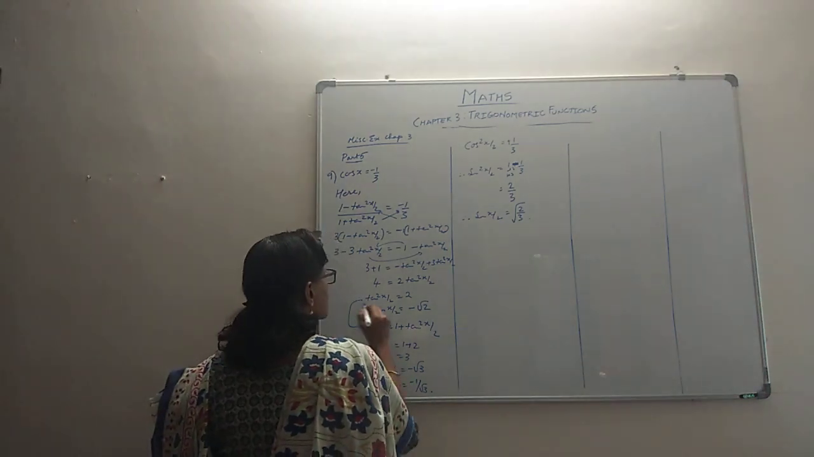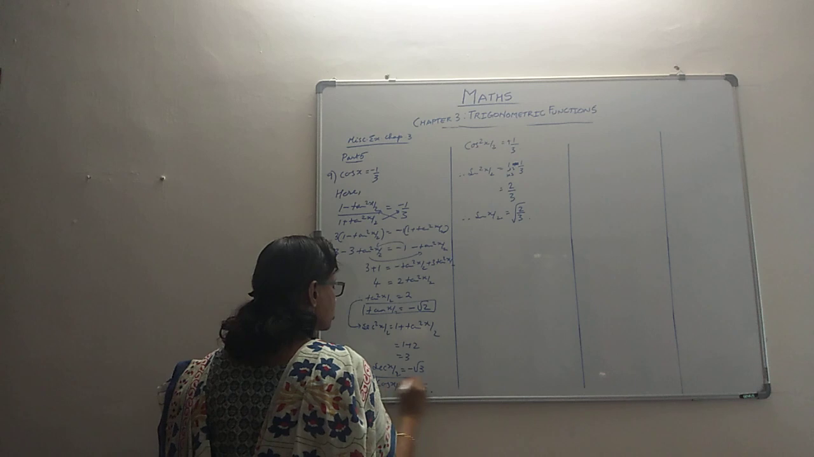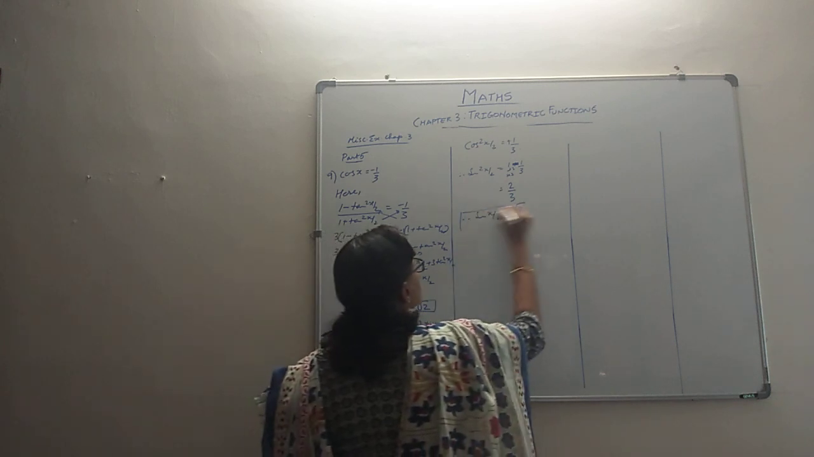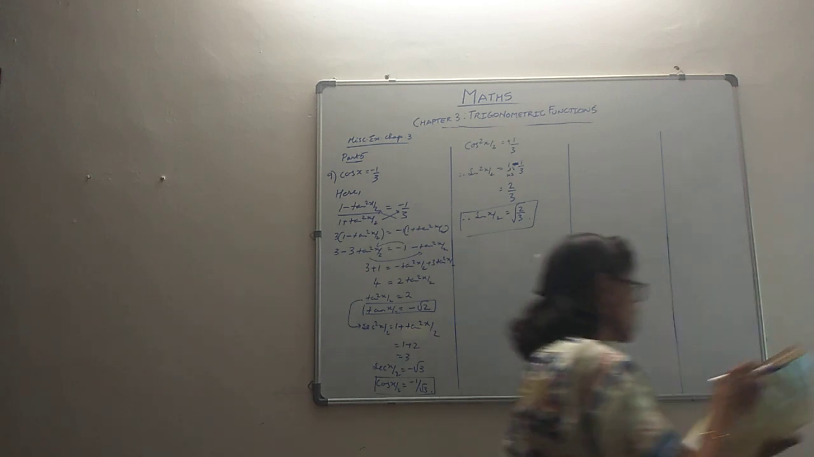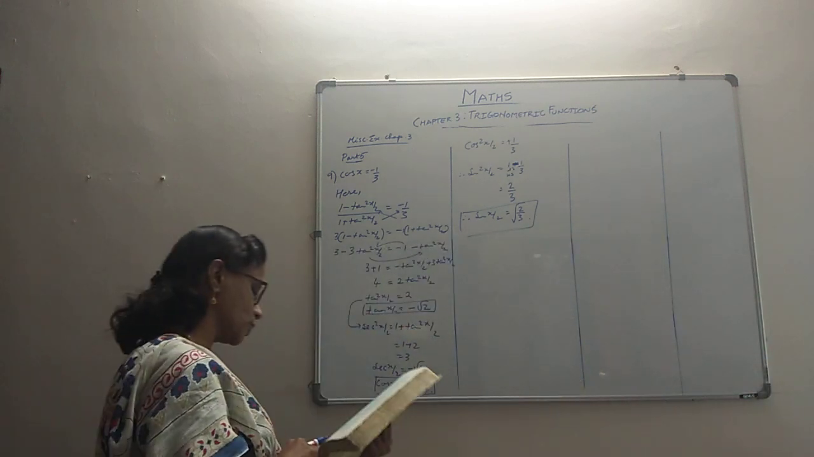We have got tan x by 2, we have got cos x by 2, we have got sin x by 2. Now having got that, we have one more last question left. Let's get back to that question.